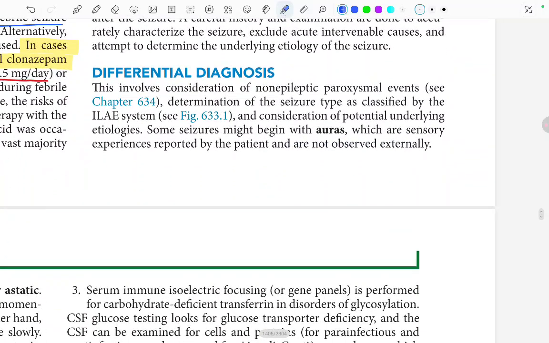Differential diagnosis. This involves the consideration of non-epileptic paroxysmal events. We have to consider them also, and determination of the seizure type as classified by the ILAE system, and consideration of the potential underlying etiologies. Some seizures might begin with auras, which are sensory experiences reported by the patient and are not observed externally.